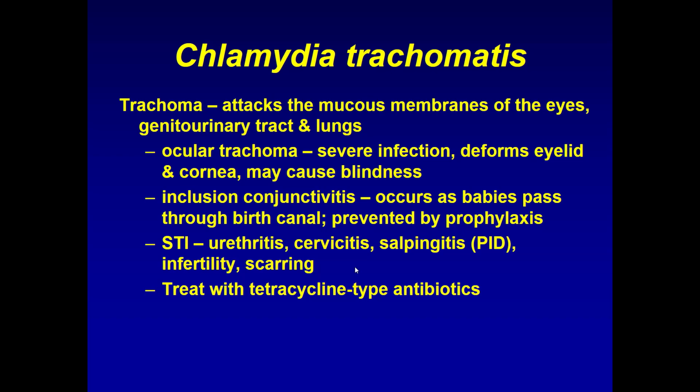What's that again? What are the salpinges? Oh, good job remembering. That's right. The fallopian tubes are the salpinges. And just like with gonorrhea, because it can get into the fallopian tubes, it can cause infertility through scarring. So we can treat it with tetracycline or those types of antibiotics. Okay, I believe we're almost to the end here.